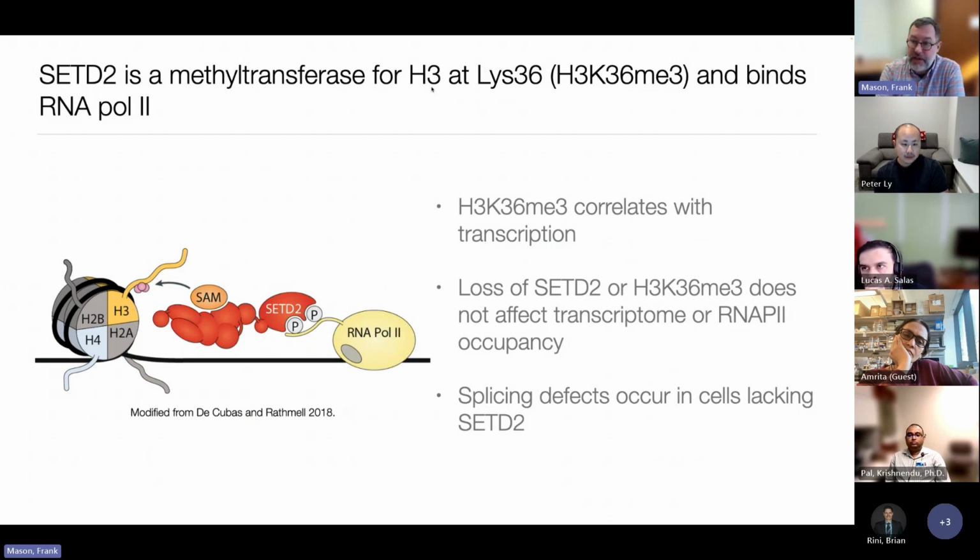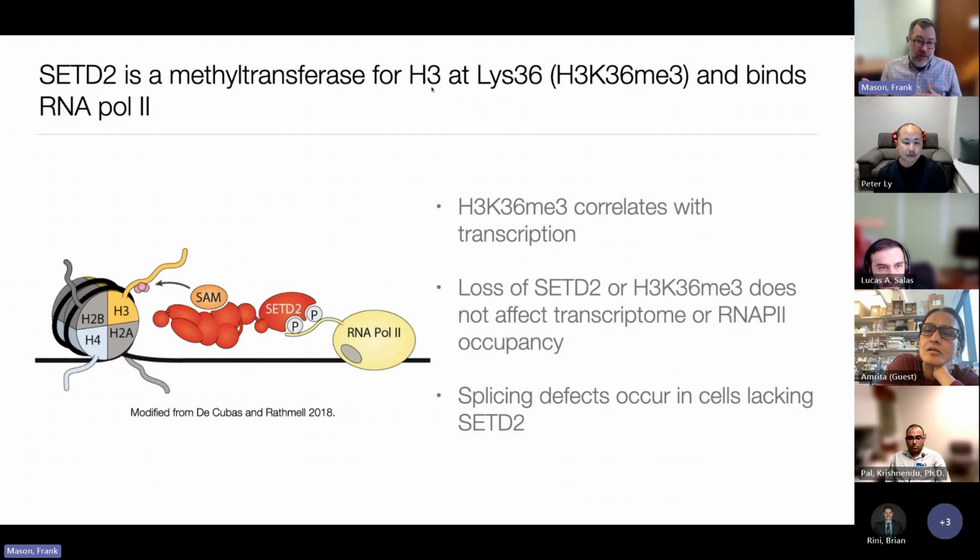and I should say that the H3K36 trimethylation that SETD2 puts down is a mark that actively correlates with active gene transcription. And so a lot of the work focused around SETD2 is trying to understand how it may regulate transcription.